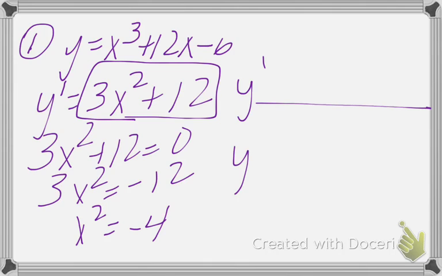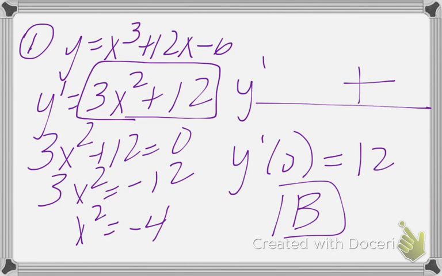And so if we choose y prime of, let's say, 0, we're going to get a positive number. And therefore, this function is always increasing. So that would be choice B, increasing for all real values of x.